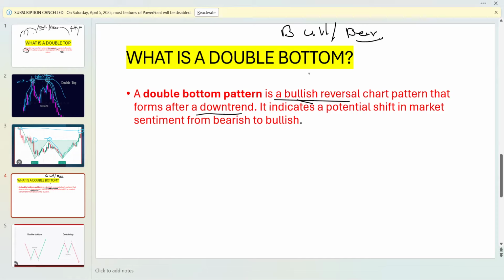For the top, it's after an uptrend. The double bottom is after a downtrend. So it indicates a potential shift in market sentiment from bearish to bullish. So double bottom, you're going to see that.